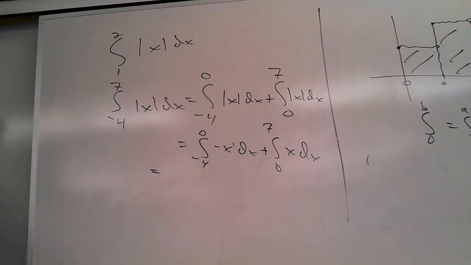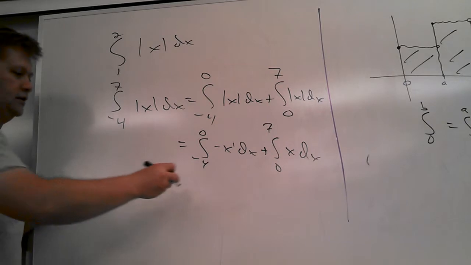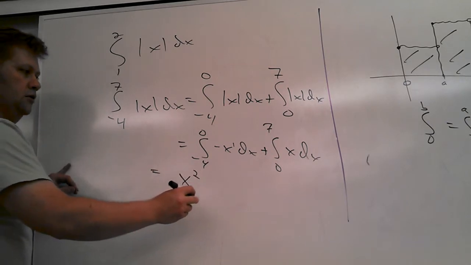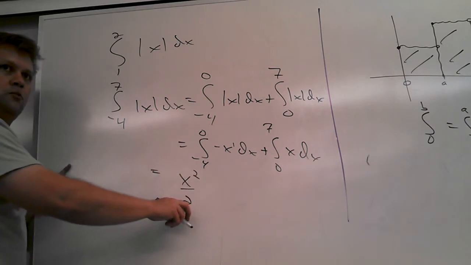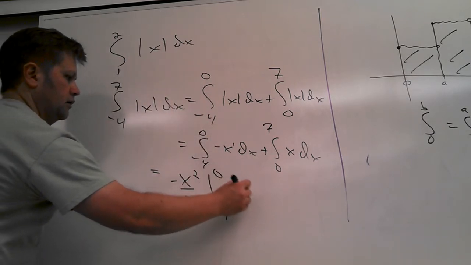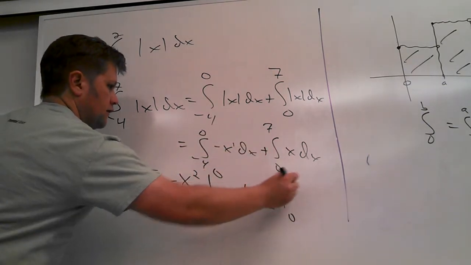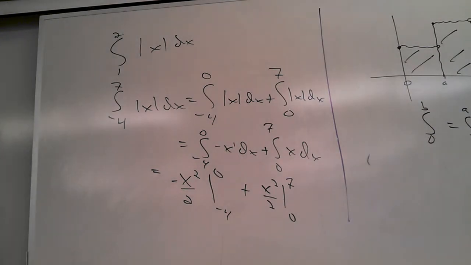I can hear all your brains. What really sucks when you start learning integration is differentiation and integration are complete opposites. So your brain kind of goes first. So, yes, it's got to come from x squared. Negative 1 over 2, but it's got to be over that new power, right? And of course, it's negative because there's a negative. So I want to evaluate that from negative 4 to 0 plus, and of course, that's the same thing, except not negative, from 0 to 7. And you just plug the numbers in.